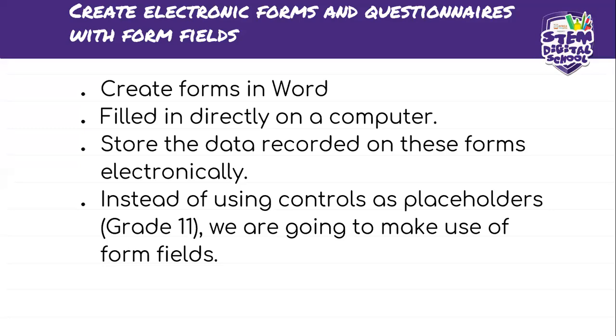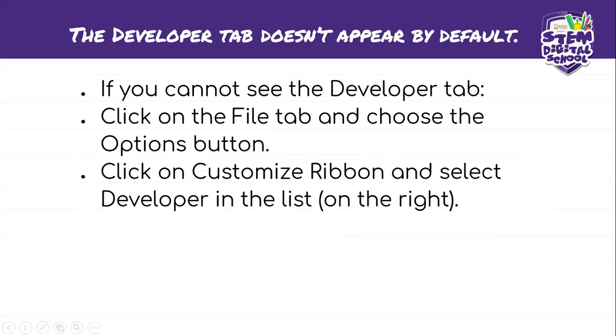So in grade 11, you used placeholders more, and the form fields were not that much used. So this year, you are not supposed to use the placeholders. You are not focusing on the placeholders. You are focusing on form fields. Okay, so we are going to make these form fields. If you cannot see the developer, okay, the first step of creating form fields. First step, you need to go to the developer tab. Let me show you the developer tab.